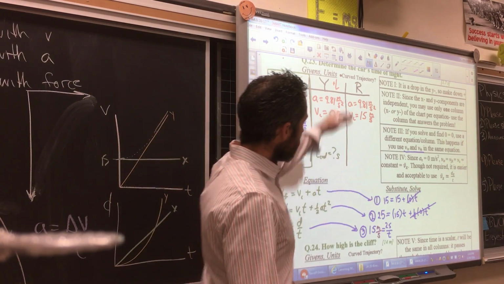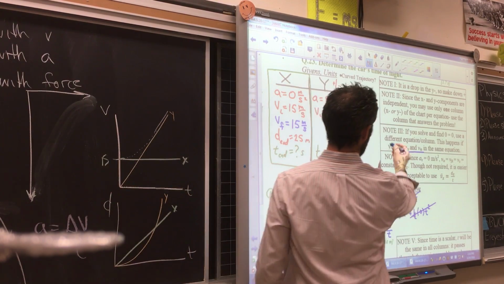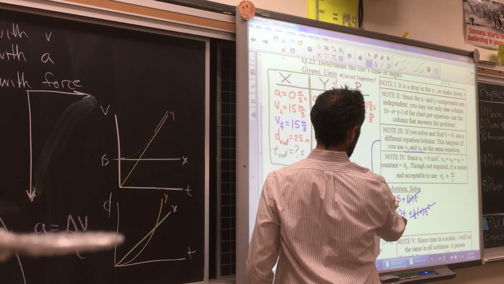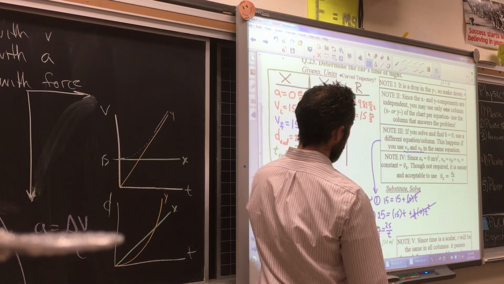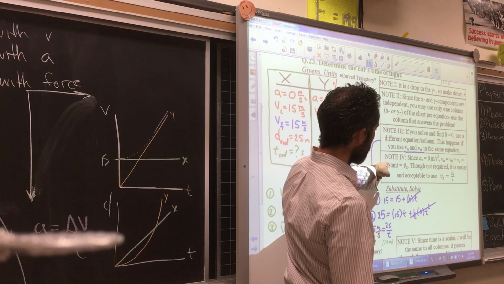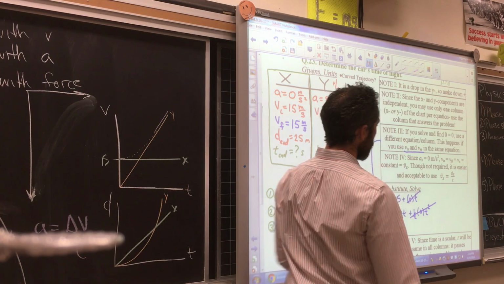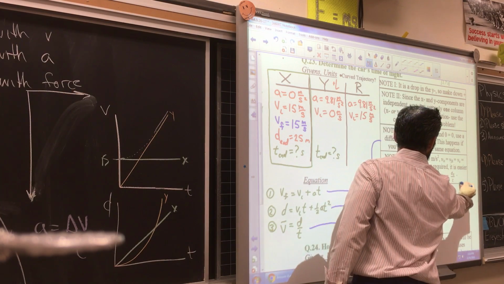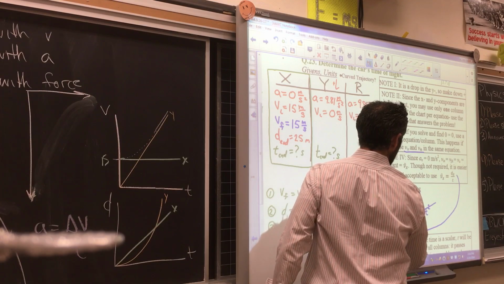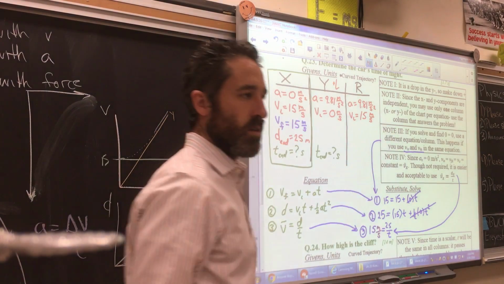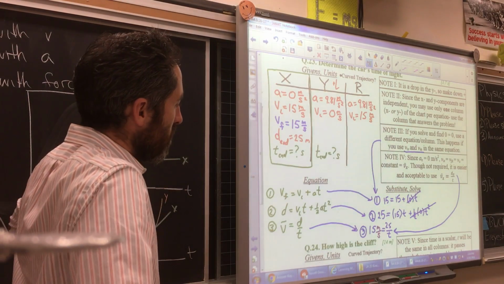Okay, so the notes here, they all pertain. This note actually goes with equation 1. And then this note, since acceleration in the x is 0, you can use V bar as d over t. This note actually goes with our third equation. So all these different scenarios, there they are.